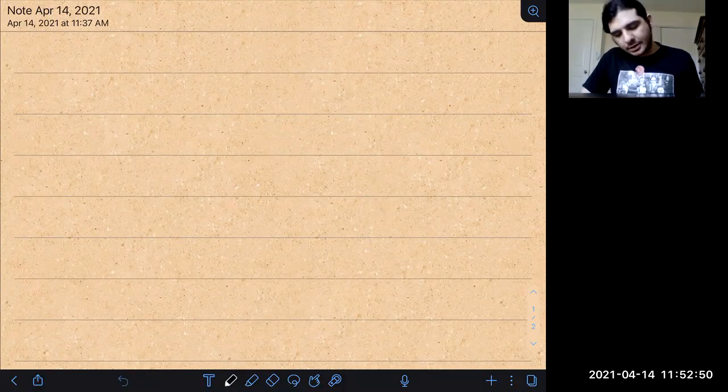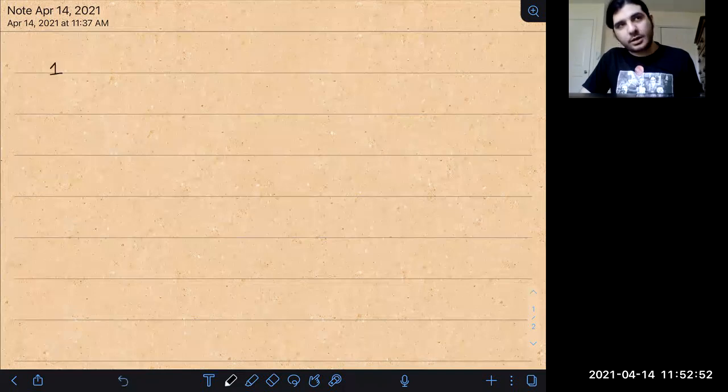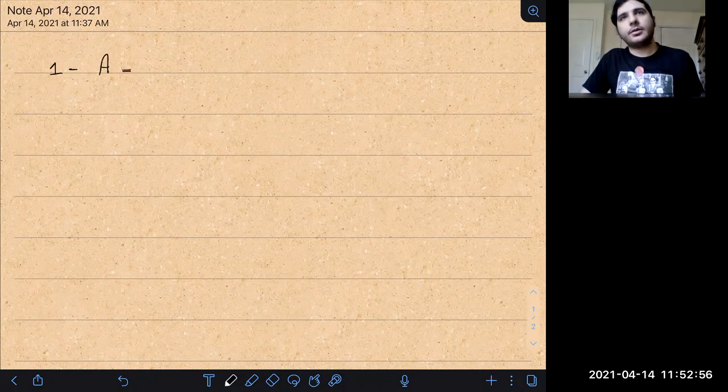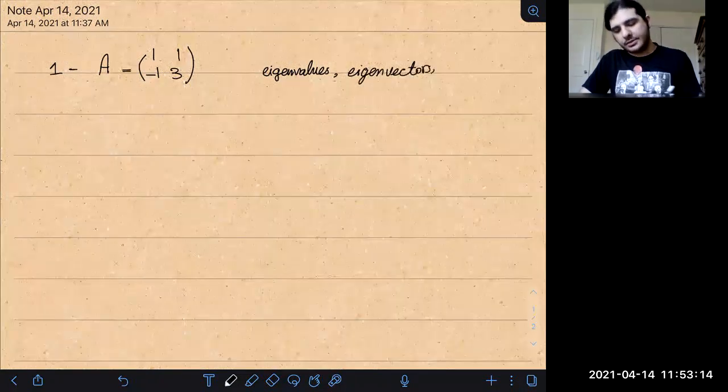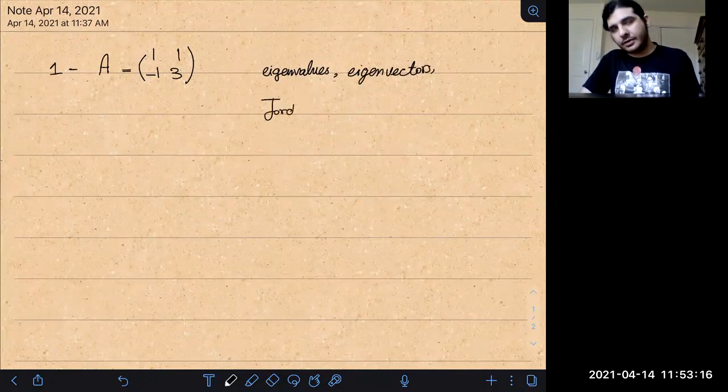So the question in your homework, question number 1 was this. Suppose we have a matrix, let's call that A, equals to 1, 1, minus 1, and 3. And the question was asking for the eigenvalues of this matrix. So find eigenvalues, eigenvectors. It's Jordan form.